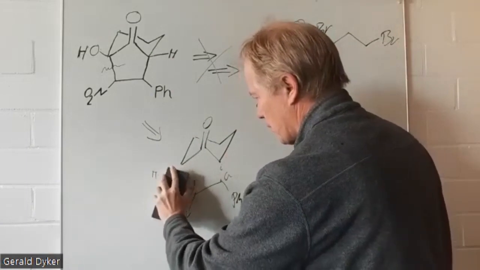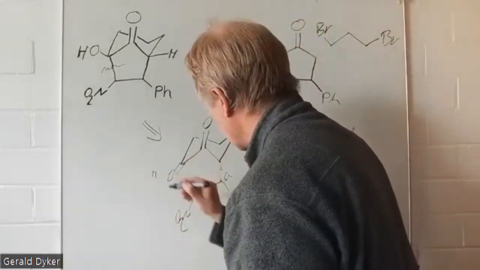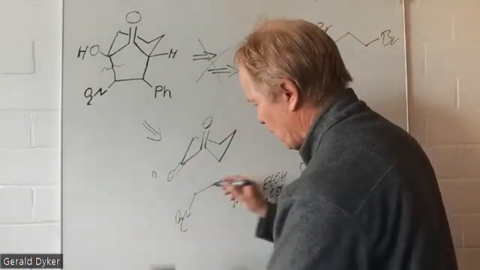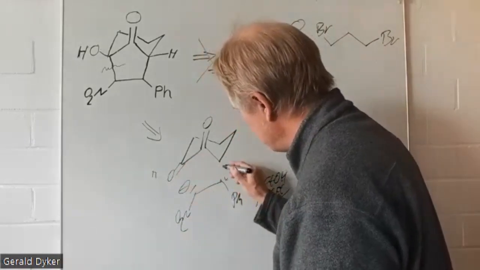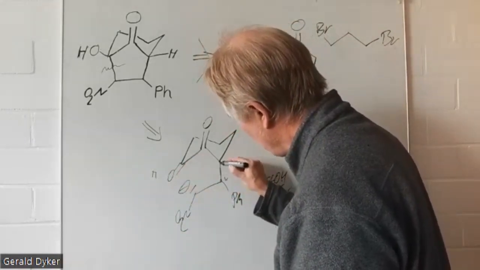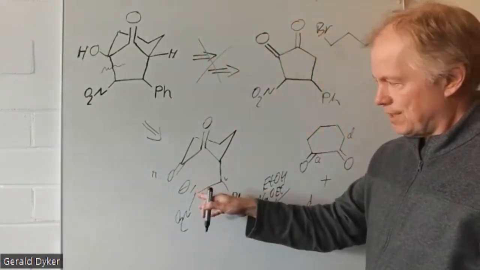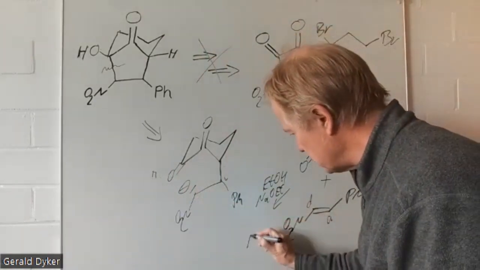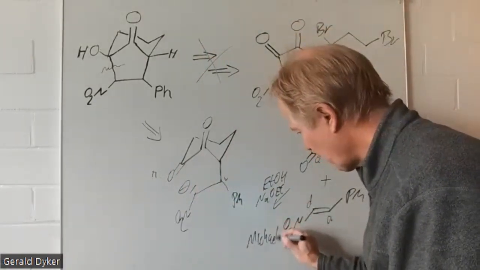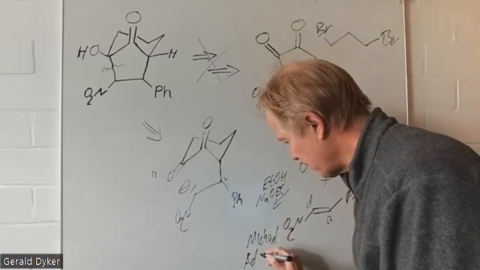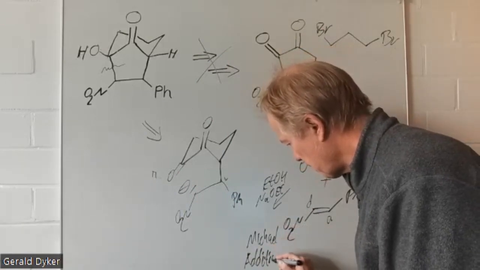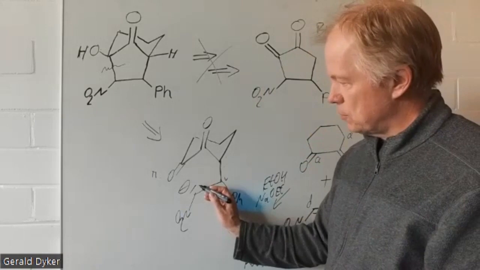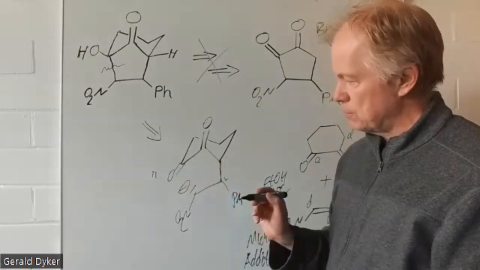The first step would deliver this anion, deprotonating here, and this is the Michael addition reaction. Then we have the anion in close proximity to this carbonyl group.